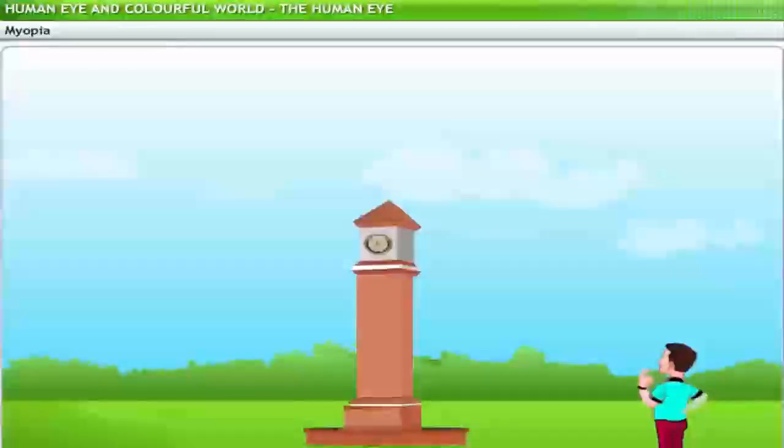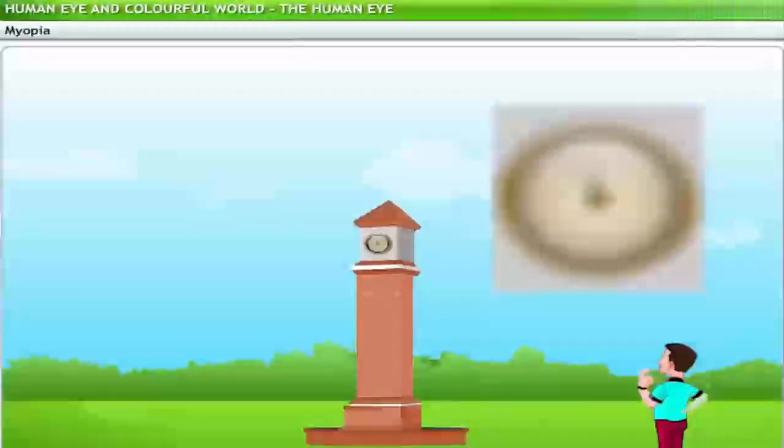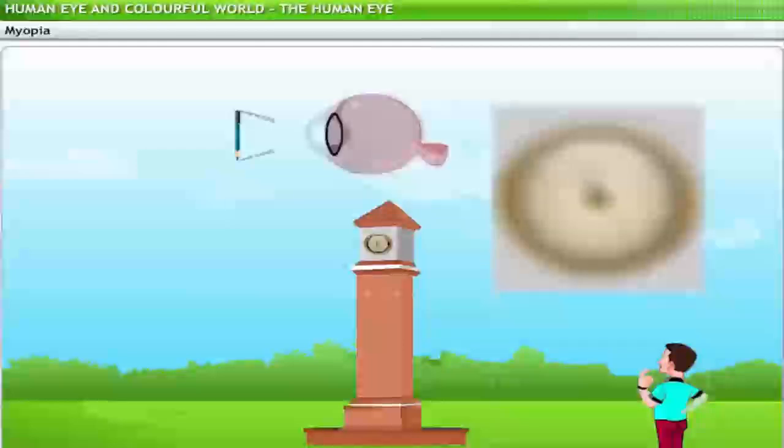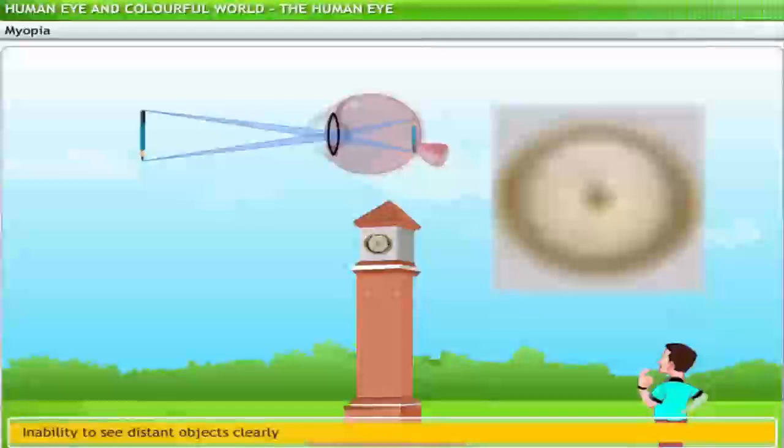Let's look at each of these defects in detail. Look at the image of the clock tower as it appears to Uncle Tom without his glasses. As you can see, the image is indistinct. This is because Uncle Tom is suffering from myopia. Myopia is a defect in which a human eye can see nearby objects clearly, but distant objects appear blurred and unclear.